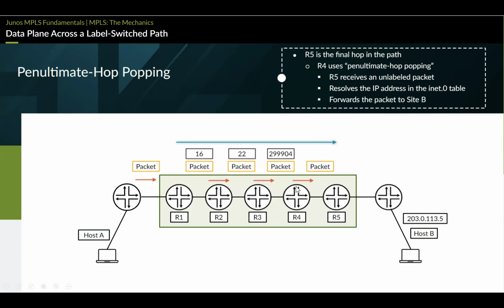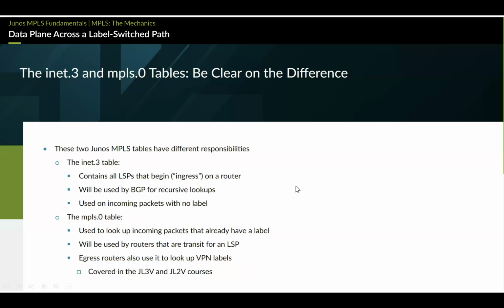That means the INET.3 table actually works with the provider edge, not the client. The client is in the IP domain. Basically, you can say it contains all LSPs, label switched paths. All LSPs will be stored in the INET.3 table, not mentioning the customer.